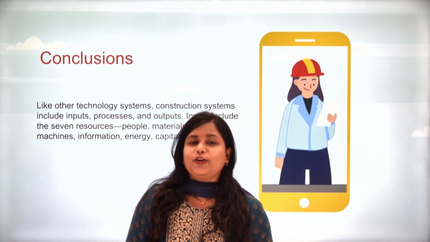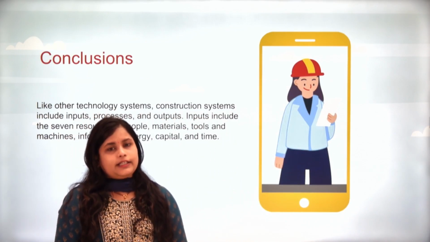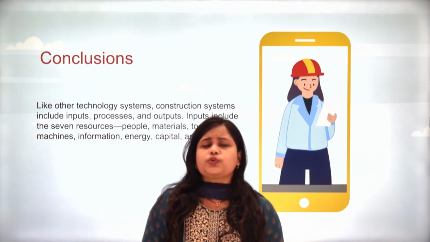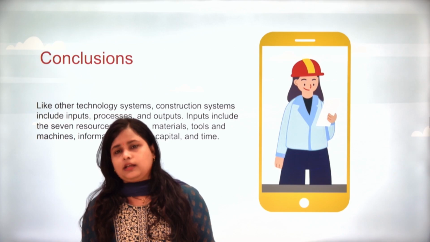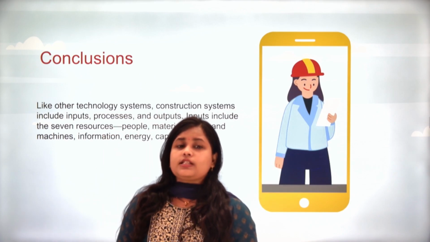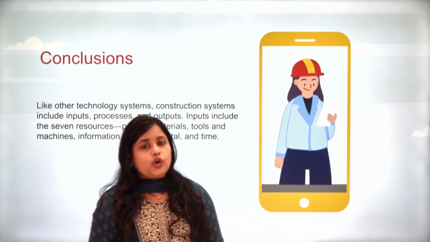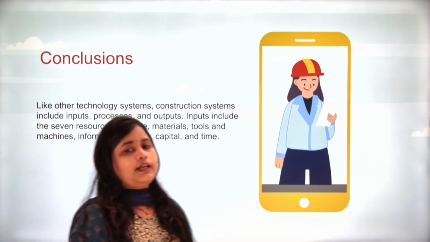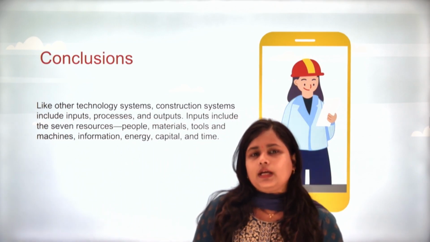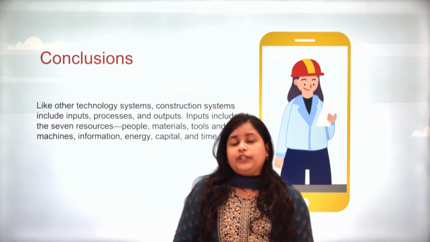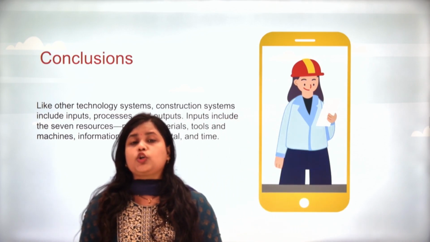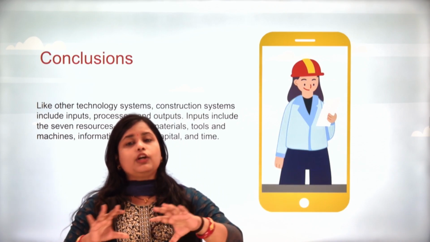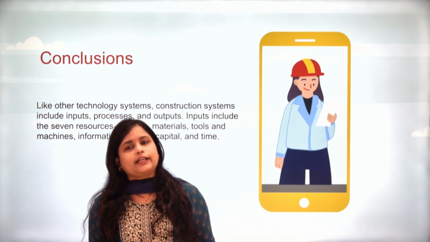Now the last but not the least, conclusions. Like other technology systems, a construction system includes inputs, processes and outputs. As we know, input and output both are necessary, yes or no? Input includes the 7 resources. Do you know what the 7 resources are? People, materials, tools, information, energy, capital, machines and time. These all are needed. Without gathering all these things, we cannot complete the fundamentals of construction technology.